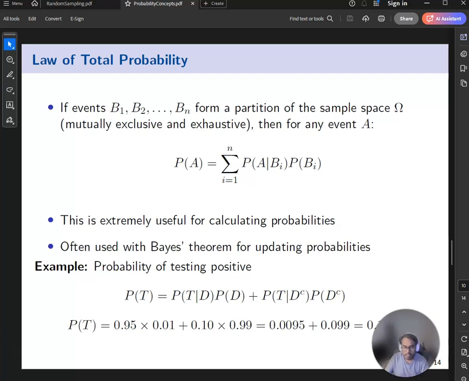Now this might look a bit intimidating, but the idea is simple. What we are doing is calculating the total probability of A by considering all the different ways A can happen across different scenarios. This is extremely useful because it allows us to break down complex probability problems into simpler parts, and it is often used with Bayes' theorem for updating probability based on new evidence.